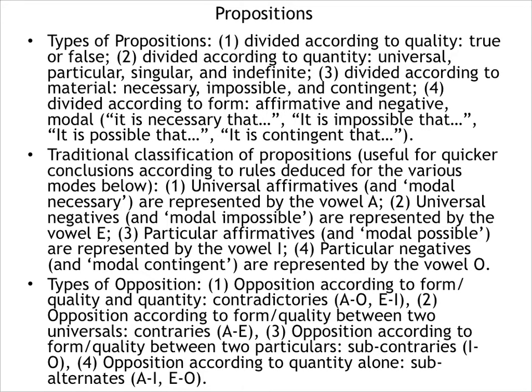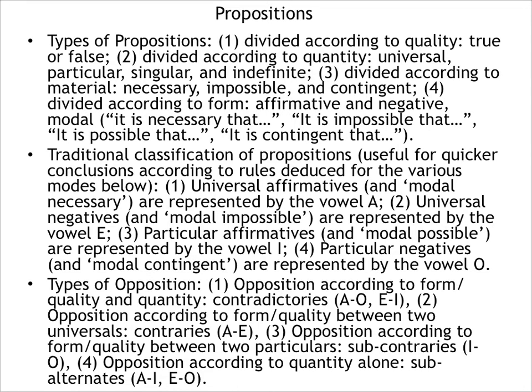So we have A, E, I, and O. We put this little diagram here to help you understand what we're talking about. We have column 1, affirmative, column 2, negative. Row 1, universal, row 2, particular. So again, A is universal affirmative, and O is particular negative.